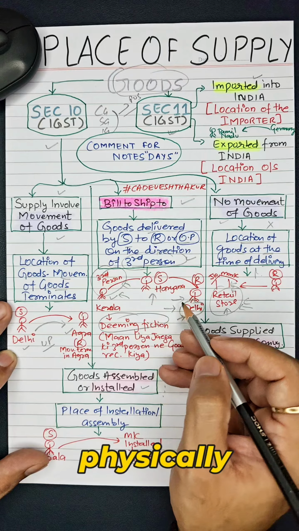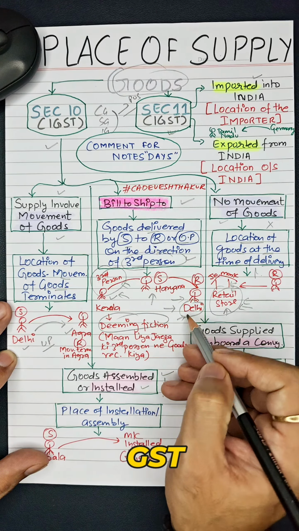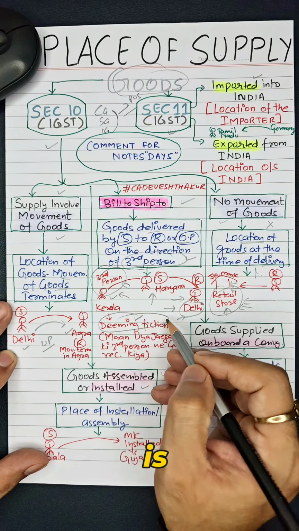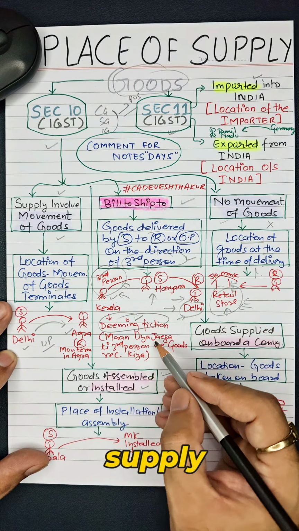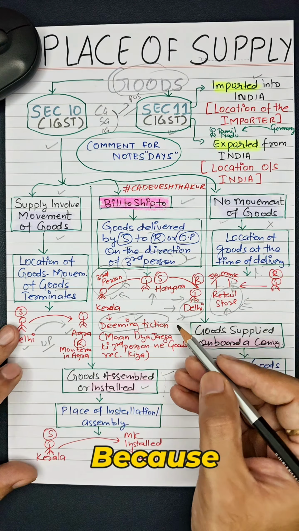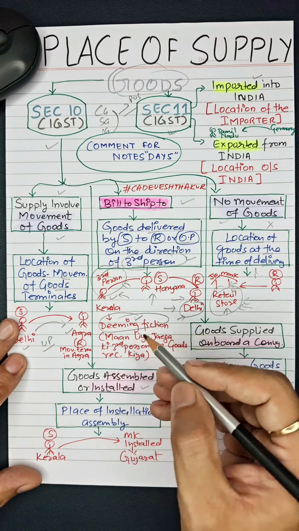Though the goods are physically delivered to Delhi, GST law uses a deeming fiction. It is assumed that the third person in Kerala has received the goods. So the place of supply is taken as Kerala, because that's where the billing is done, not where the goods were actually delivered.